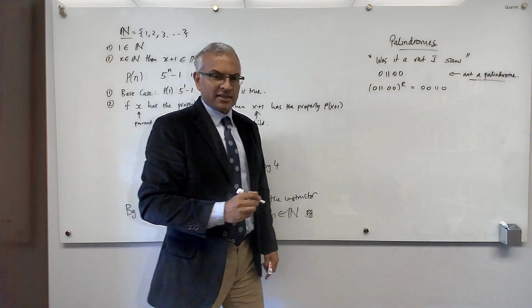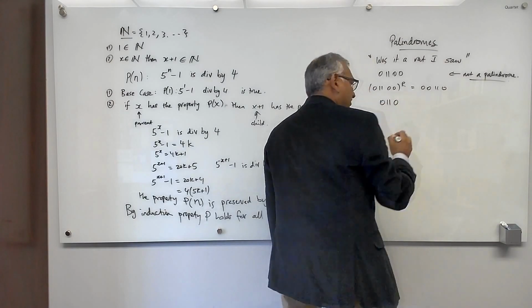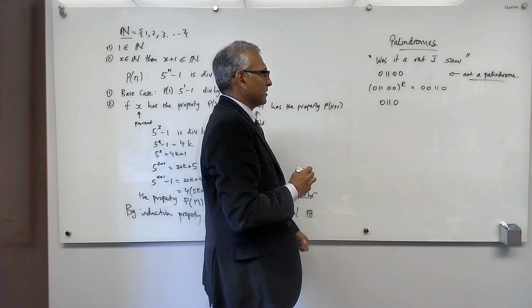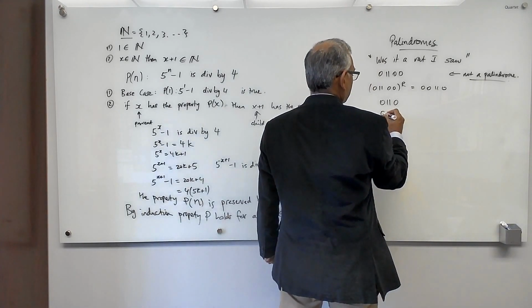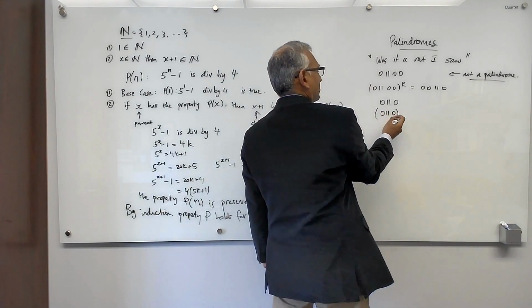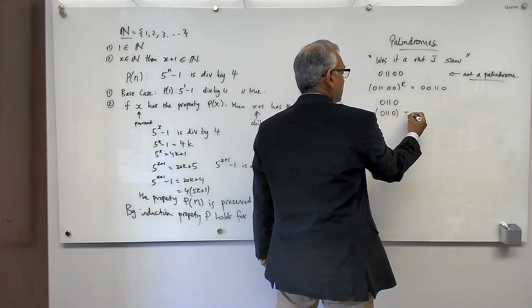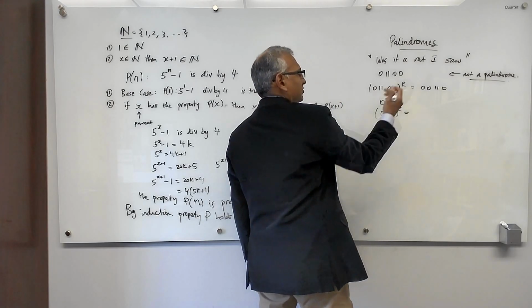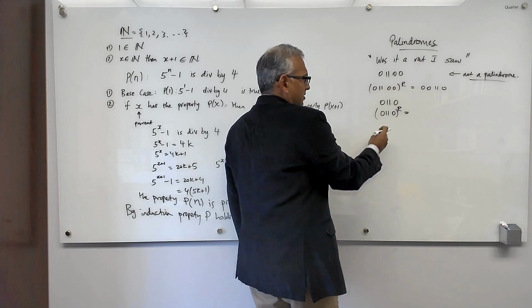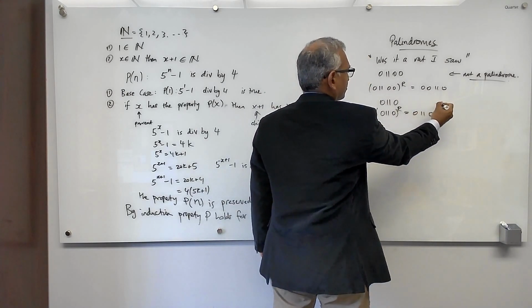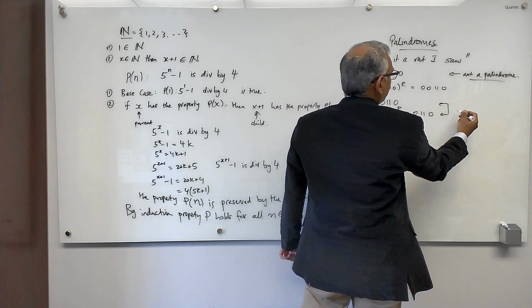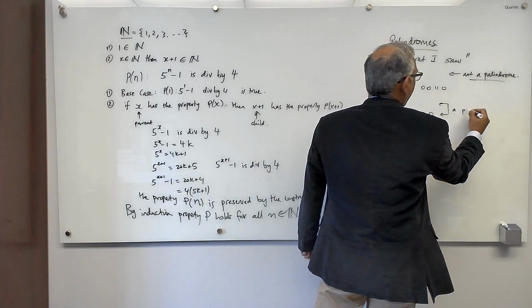On the other hand, 0110 is a palindrome. Because if I reverse it, so I start from the back and move, the reversal of this string, I use the superscript R, is 0110. 0110, which match. So these two match, so that means that it is a palindrome.